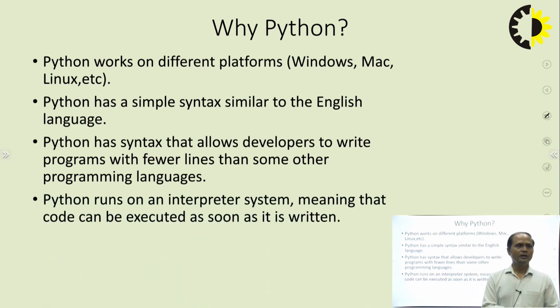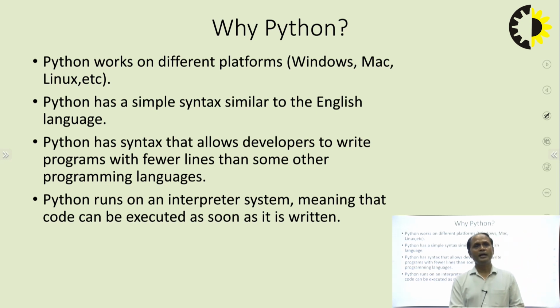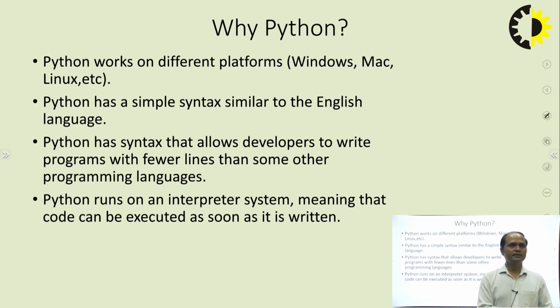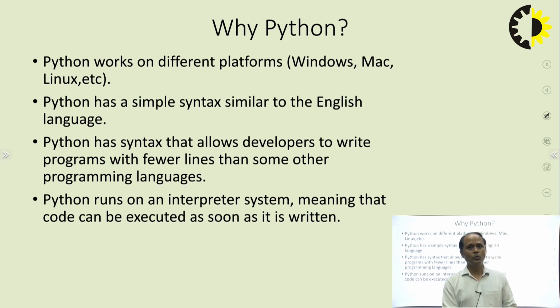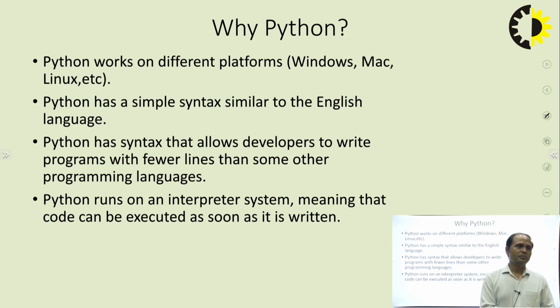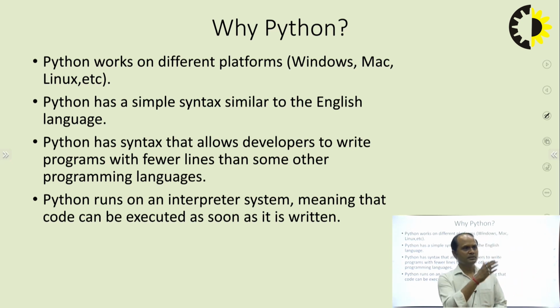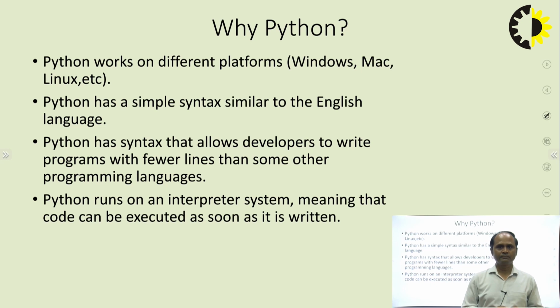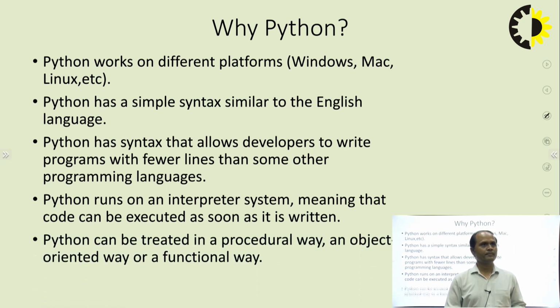Python runs on an interpreter system, meaning code can be executed line by line, but in other languages like C, we use a compiler, and that compiler runs the whole program in one shot. But in Python, the interpreter runs the code line by line. That's why these are some of the features of the Python programming language.